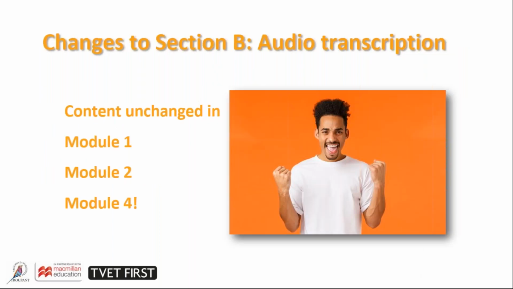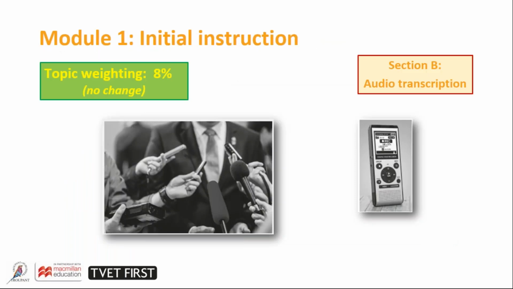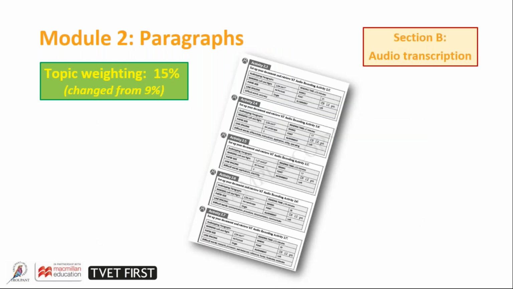Right, the changes that have happened to audio transcription. The content is unchanged in Module 1, 2, and in Module 4. In Module 1, your initial instruction, even though the topic weighting is 8, you must remember your initial instructions are all the instructions you are going to give them. This goes right through every single module. So just keep that in the back of your mind while you are busy.